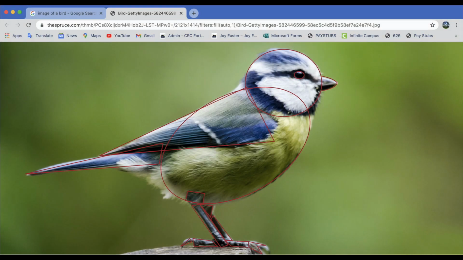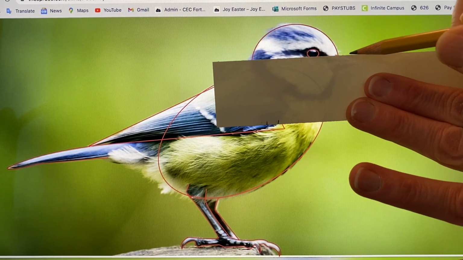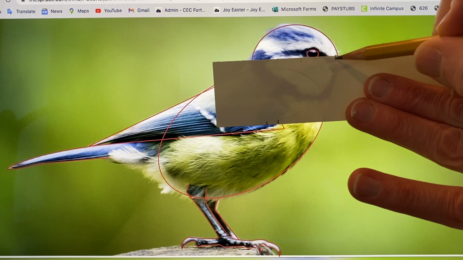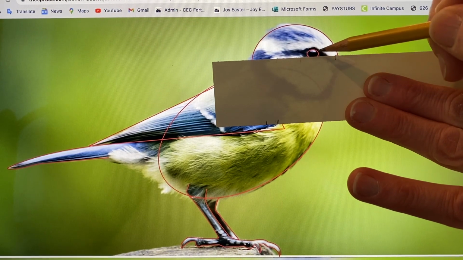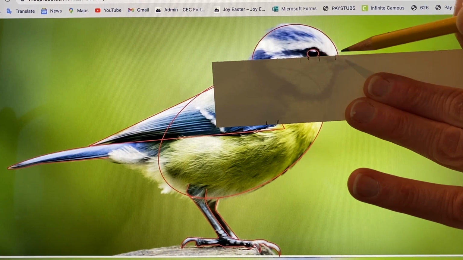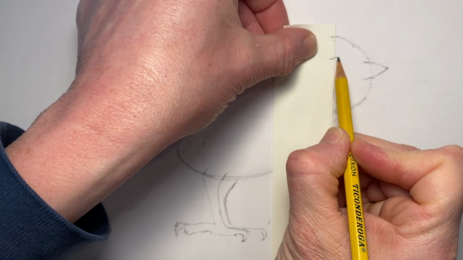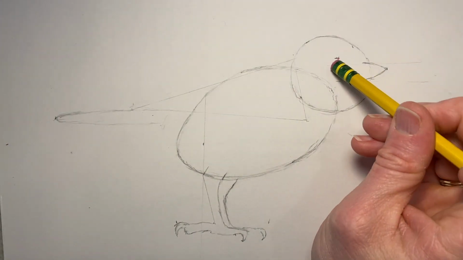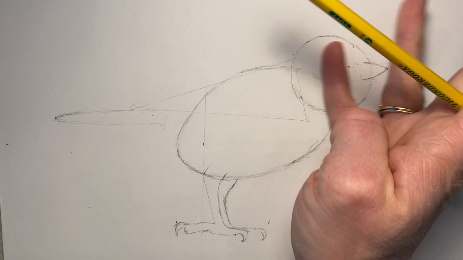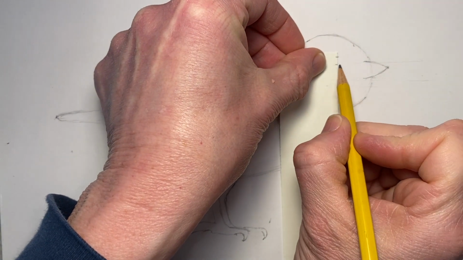Now it's time to determine the placement of the eye and the width and height of the eye. I'm lining up the edge of the top of the beak and making a tick mark with my pencil, and then also where the eye begins and then the eye ends. Once I've determined the length and the width of the eye and the placement of the eye, it's really important to go back to your observation skills, really study that photo, and get the circle correct.